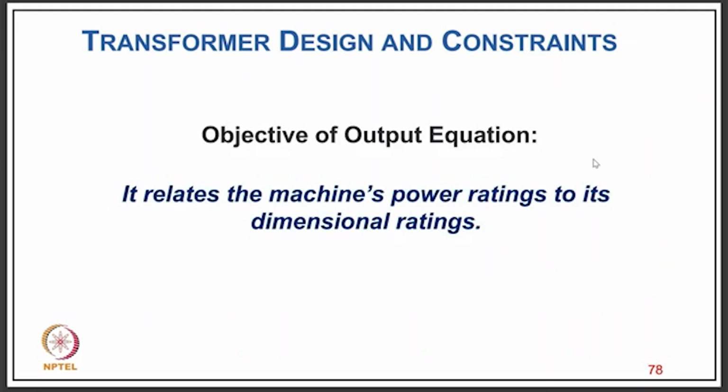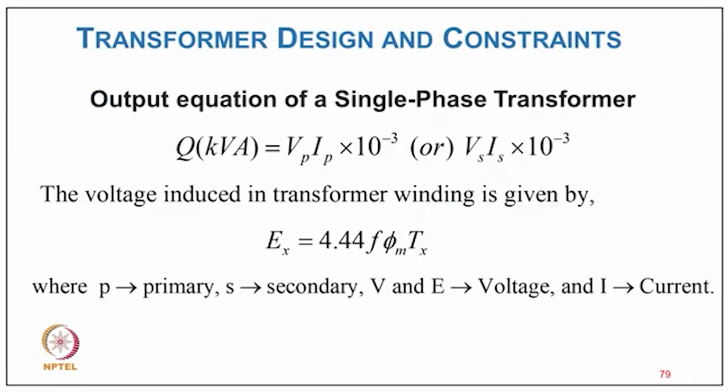The objective of the output equation is that it relates the transformer power rating to its dimensions, and a typical example is the output equation of a single phase transformer, Q. Normally the rating of a transformer is always in VA, kVA or MVA. The reason is that you don't know the nature of the load by which the transformer can be loaded. It can be loaded only by reactive load, maybe only by a capacitor bank or by reactors, or by active load like motors or others. That's the reason we don't know the nature of the load, so we rate in terms of VA, kVA or MVA.